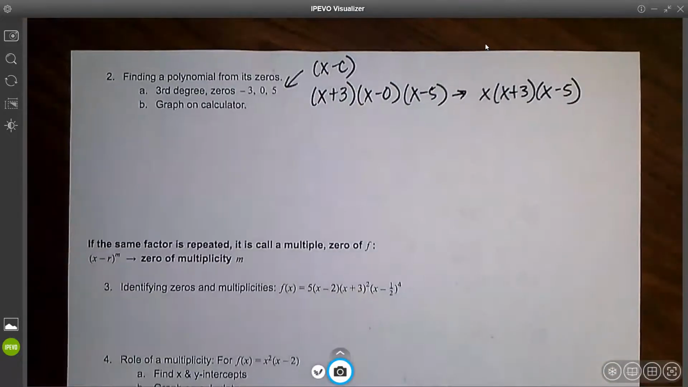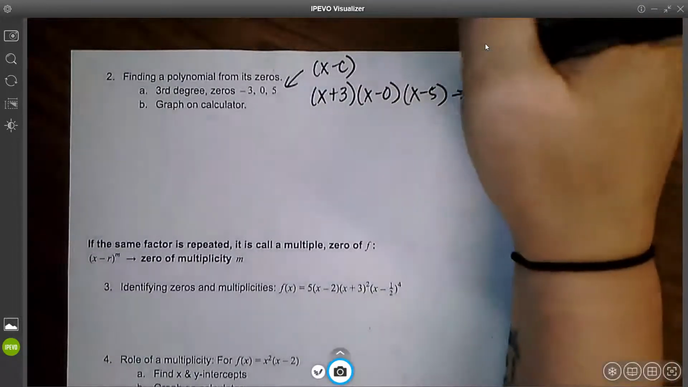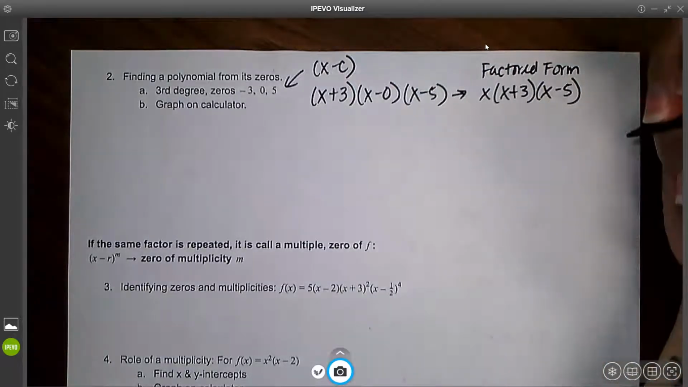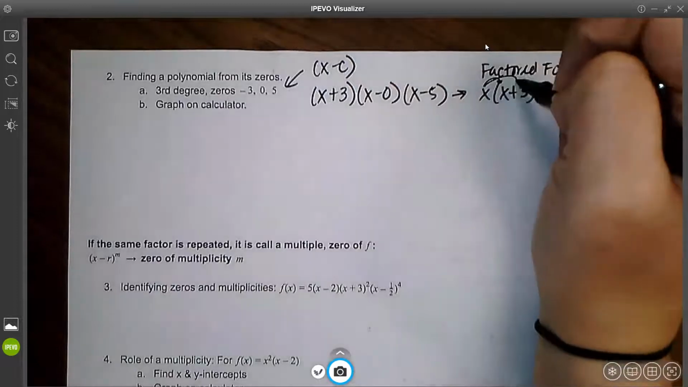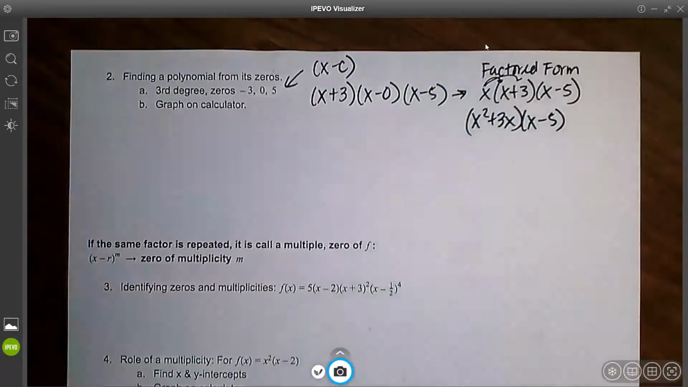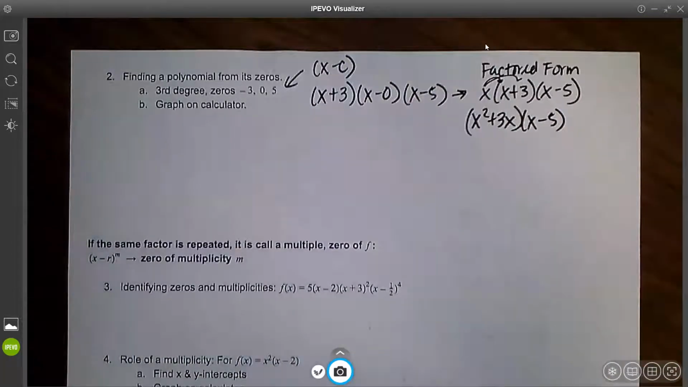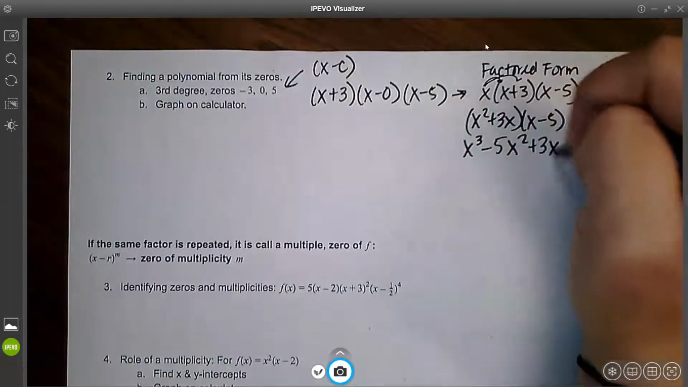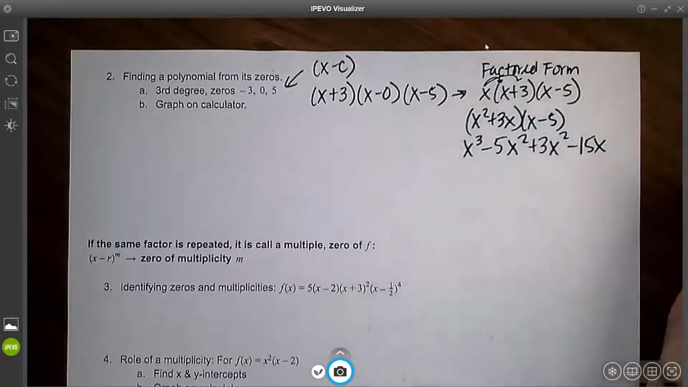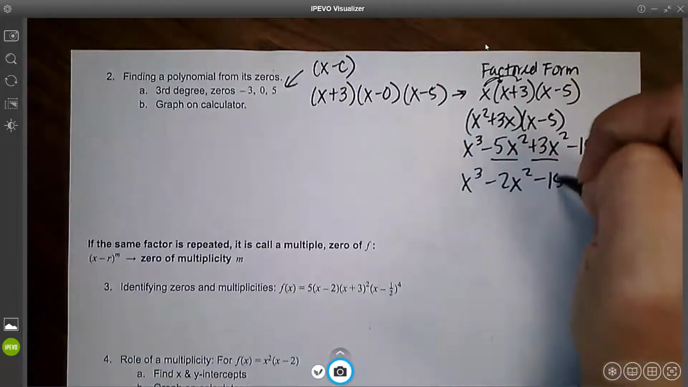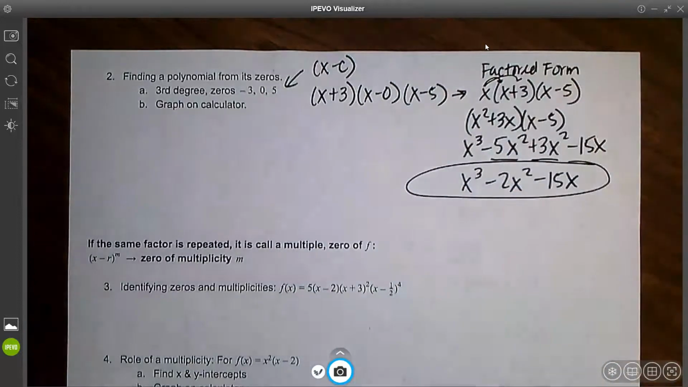When it says to find the polynomial, it wants you to go ahead. This is factored form. It wants you to go ahead and FOIL this out to get to standard form. So I'm going to distribute my x first. I have x squared plus 3x. And then I'm going to FOIL these out. So I get x cubed minus 5x squared plus 3x squared minus 15x. Combine your like terms. And this is your polynomial. You can say y equals, f of x equals, whatever, but that's your polynomial.